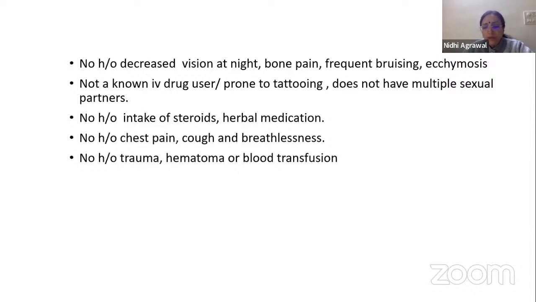Did you say X-ray chest? Yes, ma'am, I told. For what? What would you like to see in X-ray chest? I would like to rule out lung metastasis. Okay, very good. Any other investigation would you like to see which the surgeon would have done?